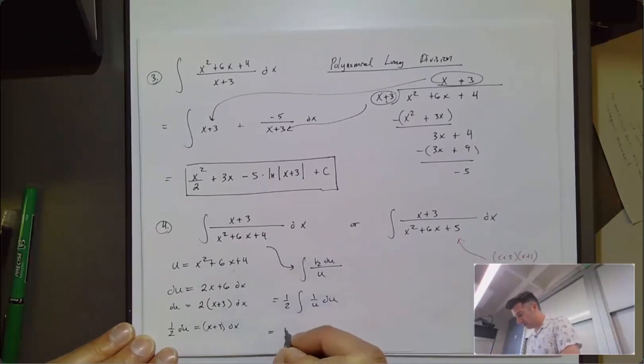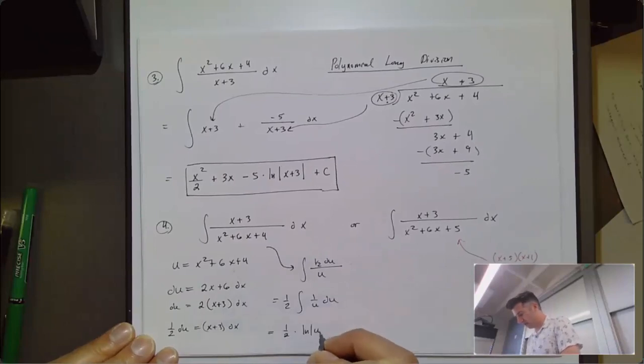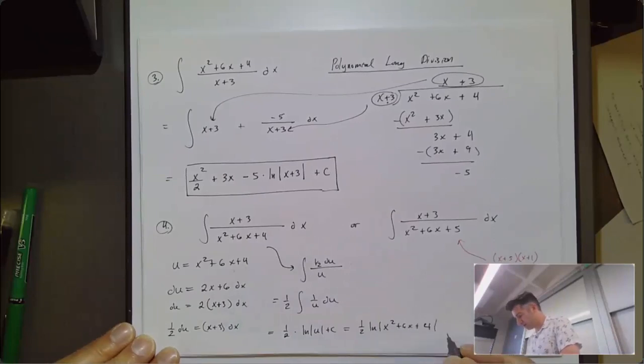So that's simply going to be 1/2 times the natural log of the absolute value of u, which is going to be 1/2 times the natural log of the absolute value of x squared plus 6x plus 4 plus c.